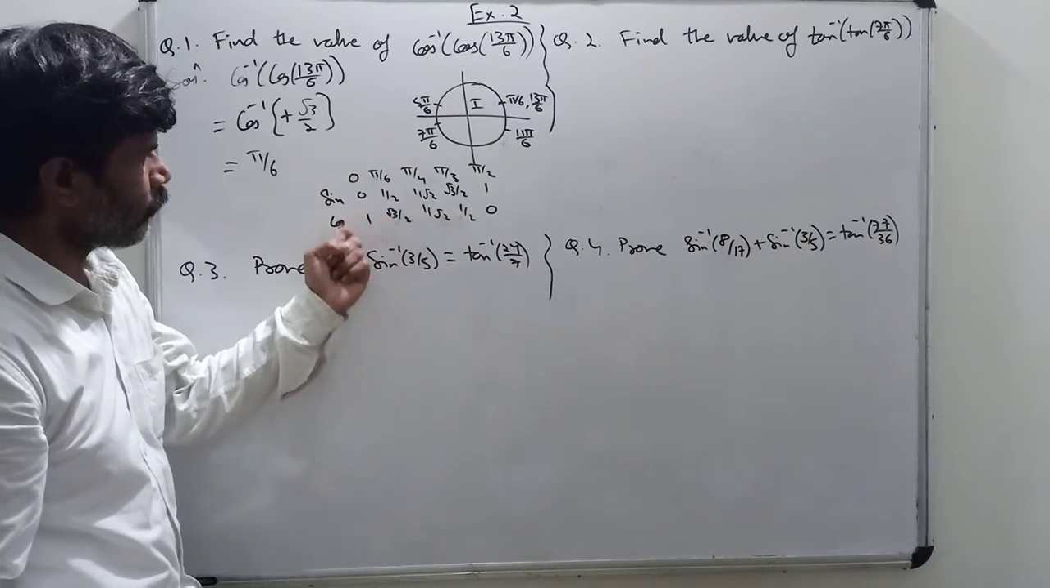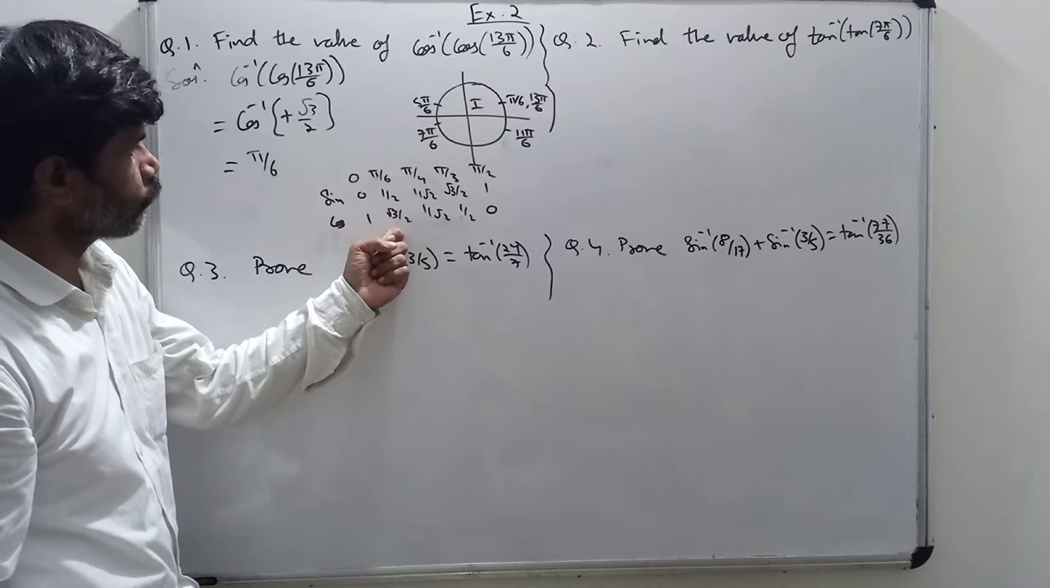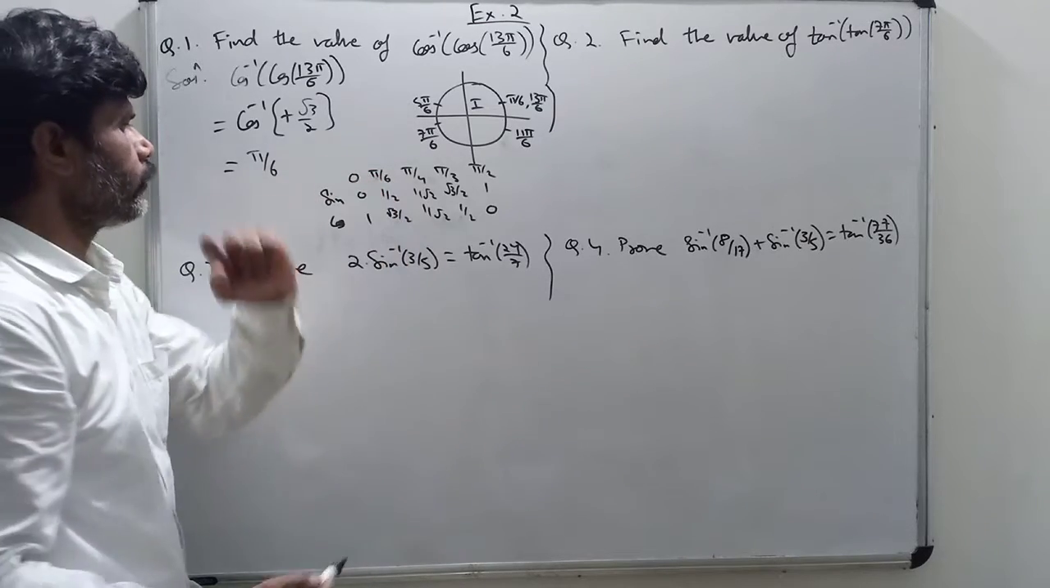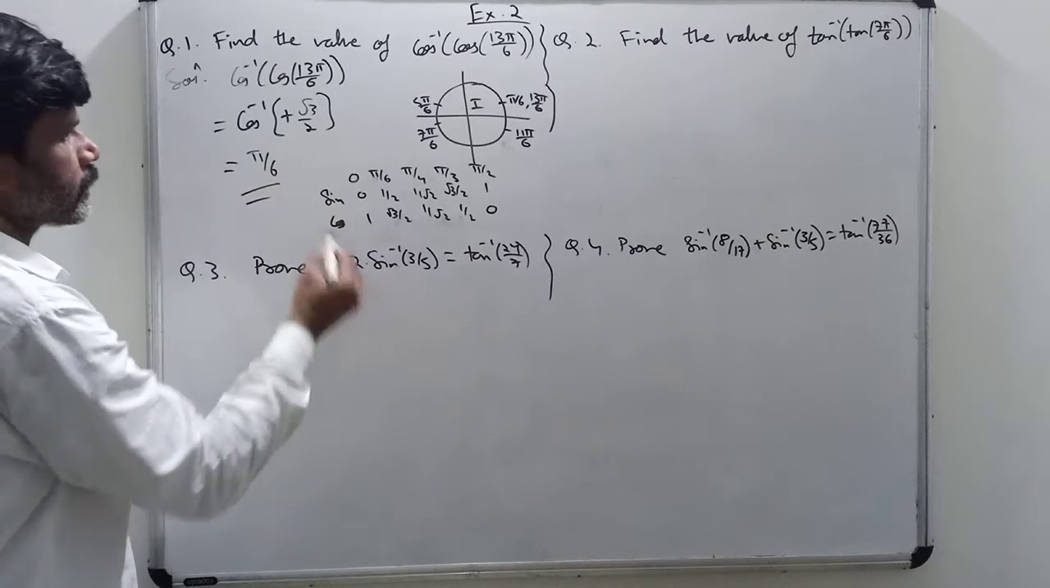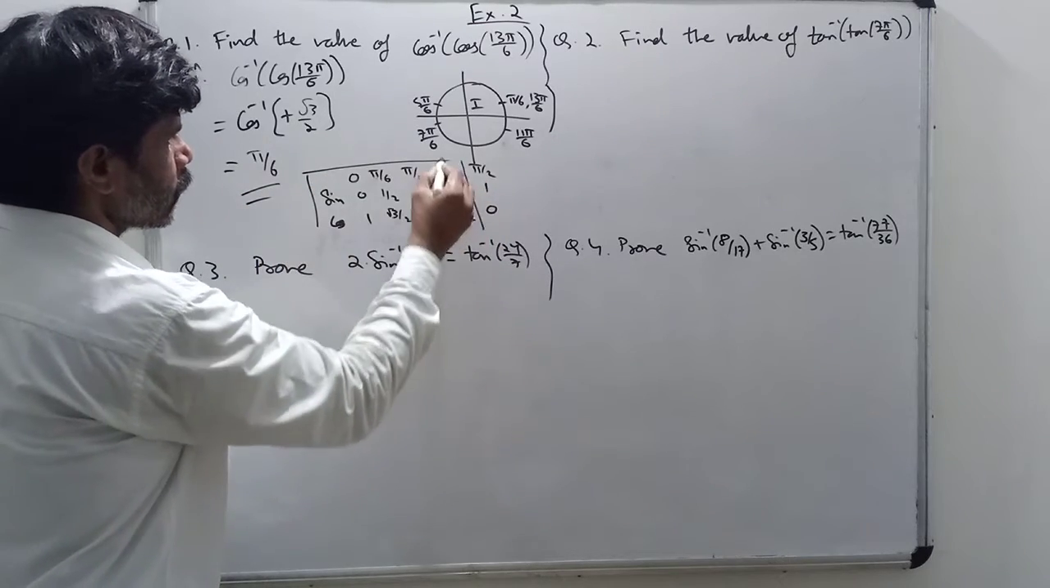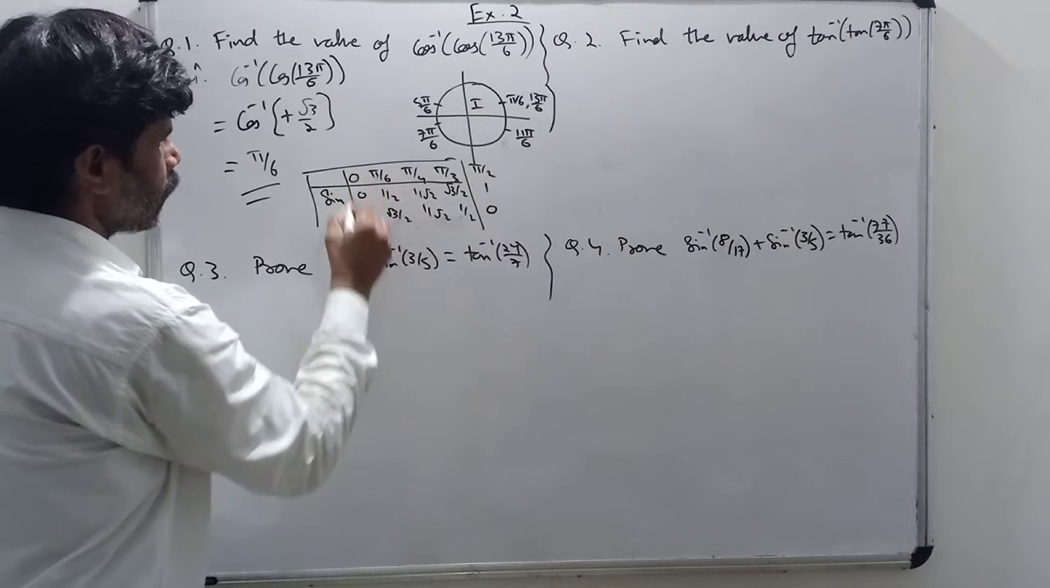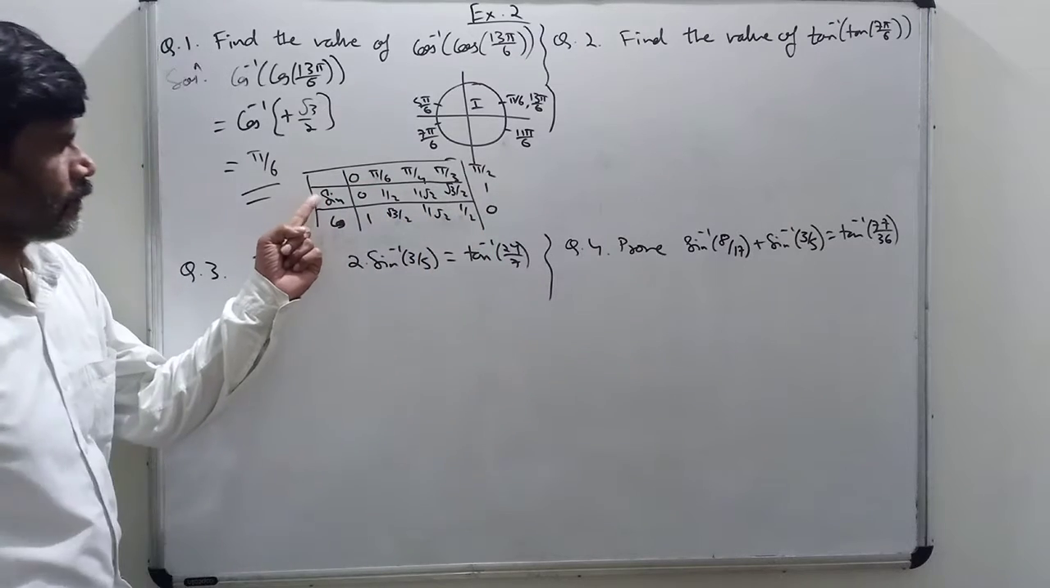So cos of what gives root 3 by 2? Cos of pi by 6 gives root 3 by 2. So cos inverse of root 3 by 2 will be pi by 6. So pi by 6 is the answer. This table is very important. If you remember only 2, the remaining you can get yourself.